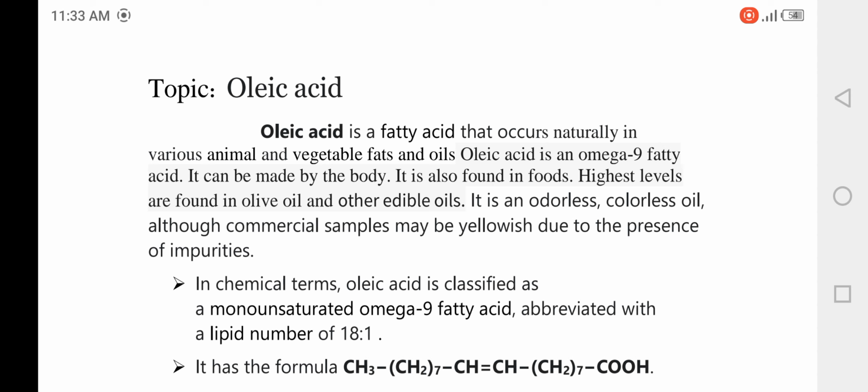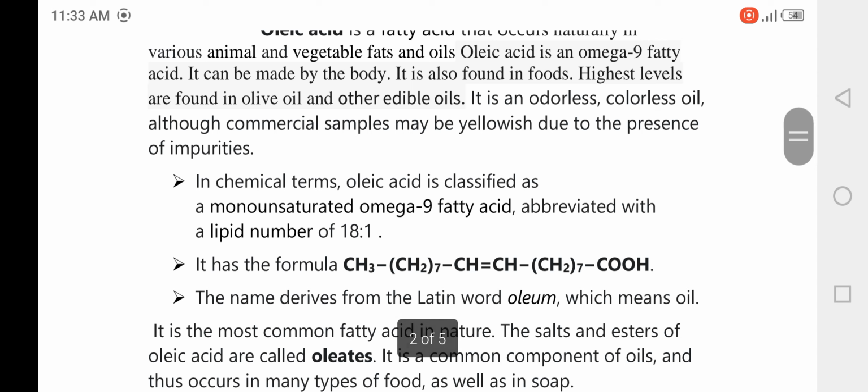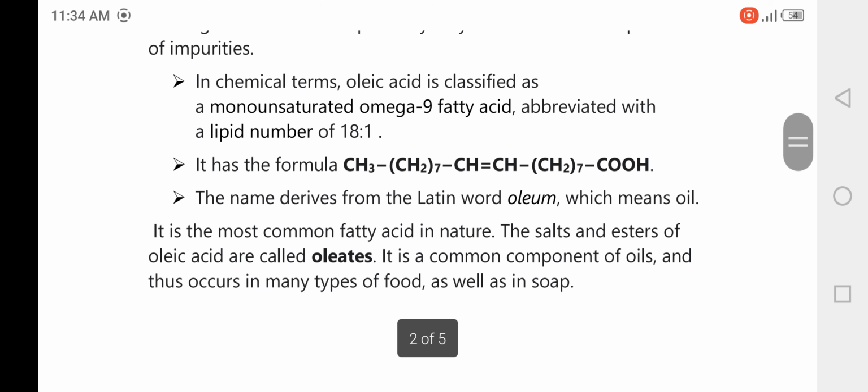It is an odorless, colorless oil, although commercial samples may be yellowish due to the presence of impurities. In chemical terms, oleic acid is classified as a monounsaturated omega 9 fatty acid abbreviated with a lipid number of 18:1. This is the formula of oleic acid.